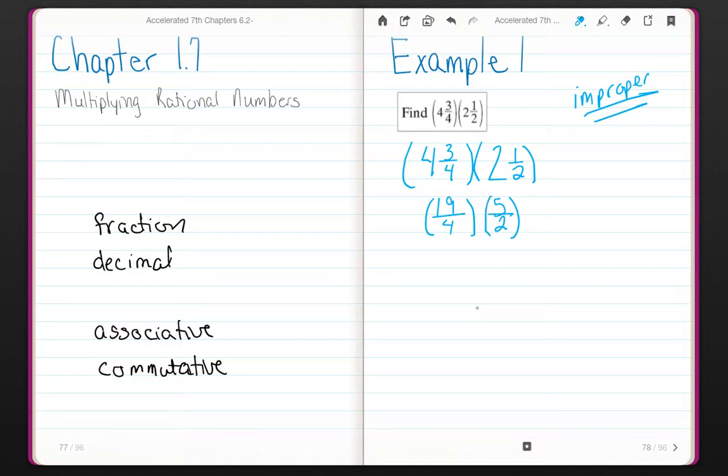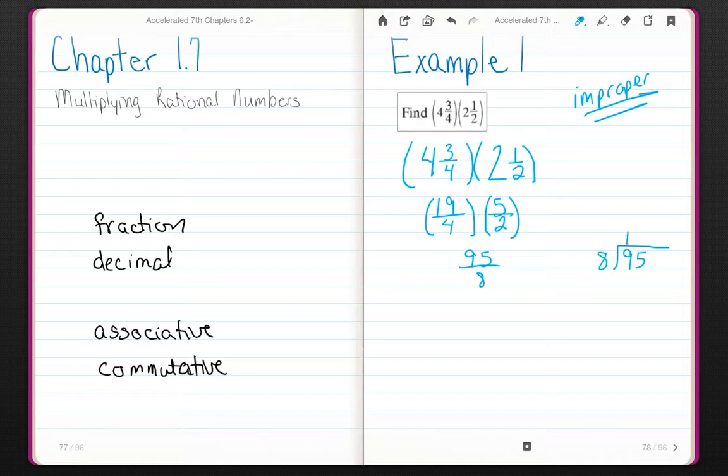Now, if I could, I would cross cancel these. Unfortunately, 19 and 2 have no common factors, and neither do 4 and 5, so instead I'm going to multiply straight across. So 19 times 5 equals 95, and 4 times 2 equals 8. Now, we must always leave these in simplest form. 95/8 is not simplest form, so I'm going to come over here and start to divide.